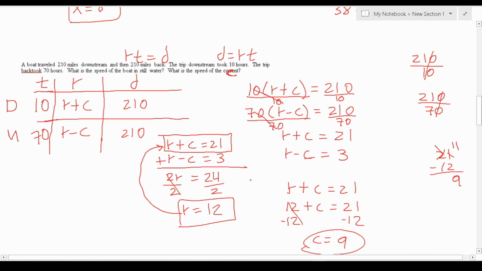And as you can see, the current really speeds you up when you're going downstream. It takes 10 hours to cover 210 miles. And going against it really slows you down. It takes 70 hours to cover those 210 miles. Okay, so that was that one. Pretty straightforward. I think everyone can handle that one once they see it a couple of times. Again, the hardest part of this problem is realizing you have to incorporate the distance formula into your equation. And also, in addition, you have to account for the speed of the current, which you have to represent algebraically for this to work.